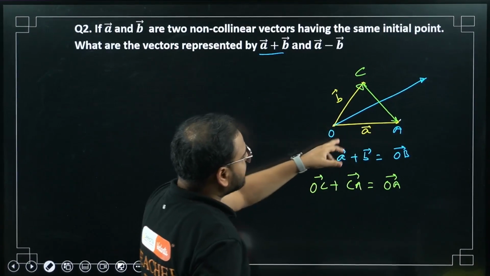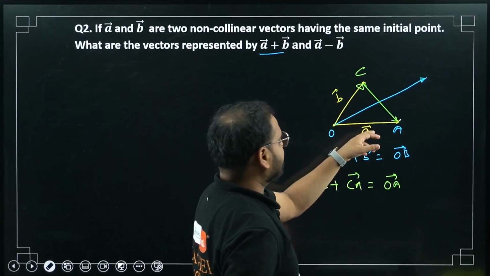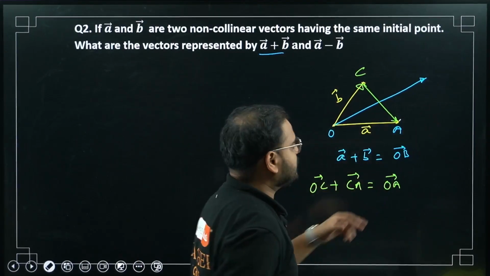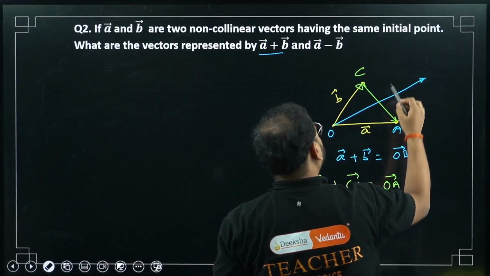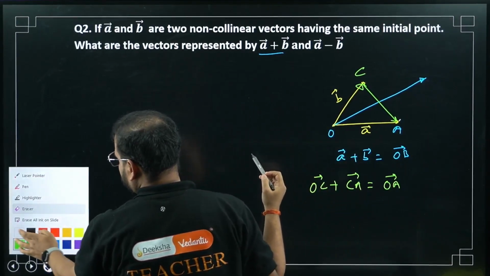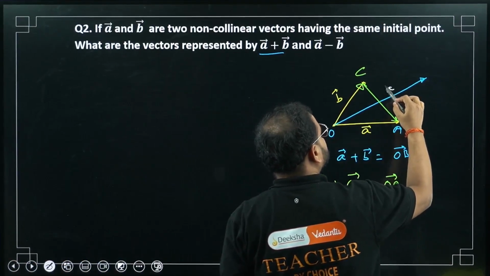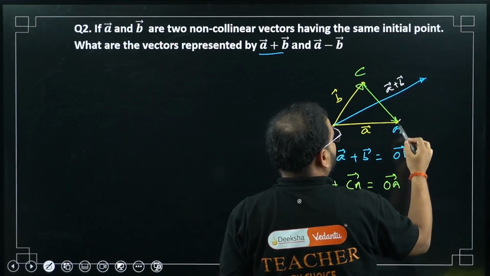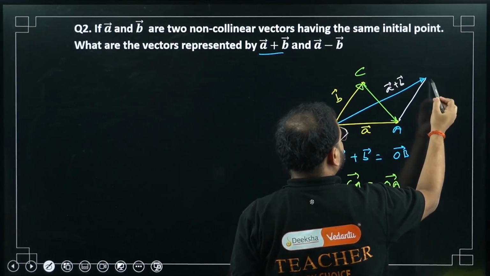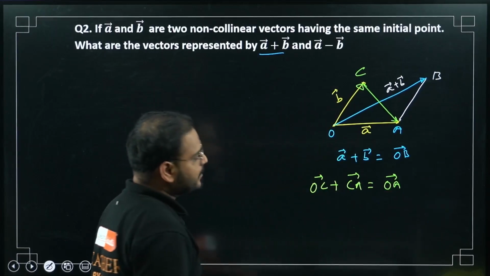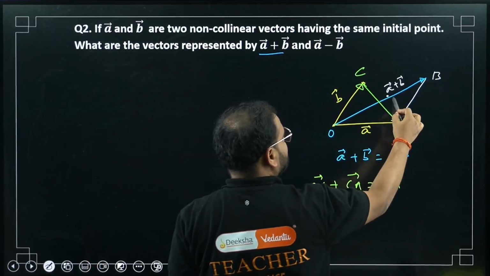So what is the resultant of the two sides A and B? The diagonal. What's the diagonal here? Diagonal will be this only. So this is my A plus B. Now I can just join this point like this. What is this point? It was B. So my OB is the answer. OB vector is the answer.